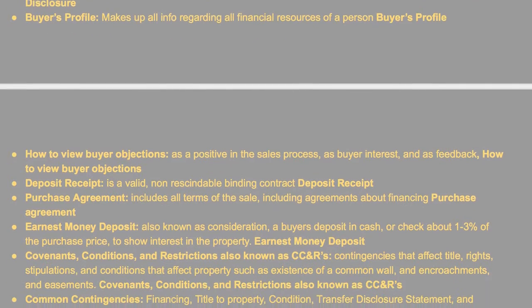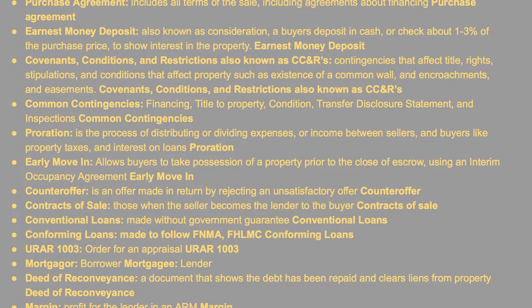Covenants, conditions, and restrictions, also known as CC&Rs, are contingencies that affect title, rights, and easements. Common contingencies are financing, title to property, condition, transfer disclosure statement, and inspections. Proration is the process of distributing or dividing expenses or income between sellers and buyers, like property taxes and interest on loans. Early move-in allows buyers to take possession.